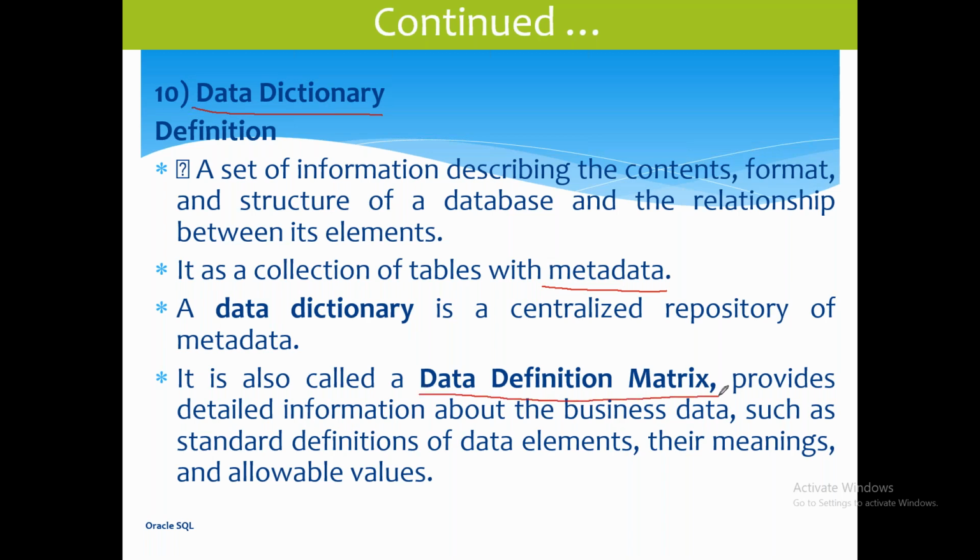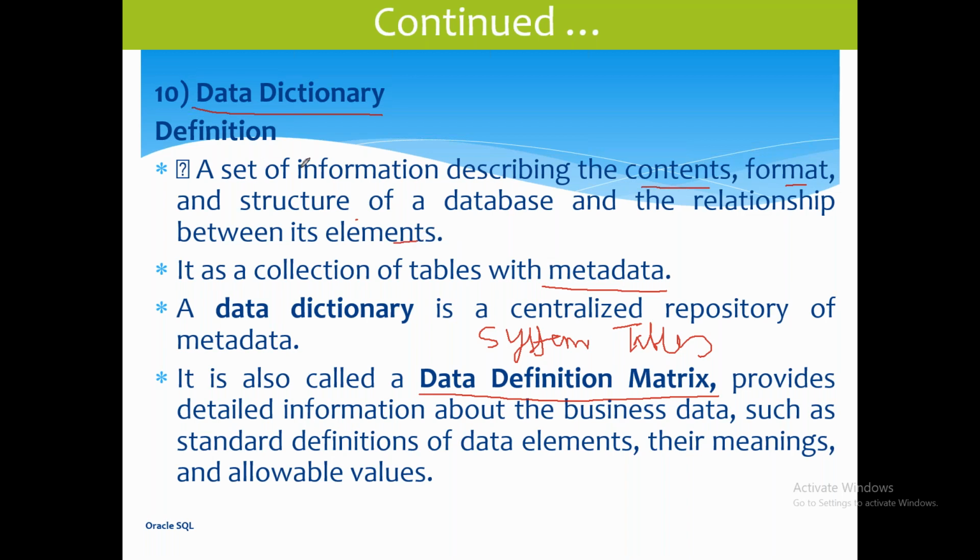In interviews they ask this question also: what is data dictionary? What is data definition matrix? Some people call it a system table, since the system has already given these tables. So any of the names we can use: system tables, data definition matrix, DDM, or data dictionary, DD, anything is fine. It has a set of information which describes the contents of the database, tables, formats, structure, and relationships between those tables and their elements.